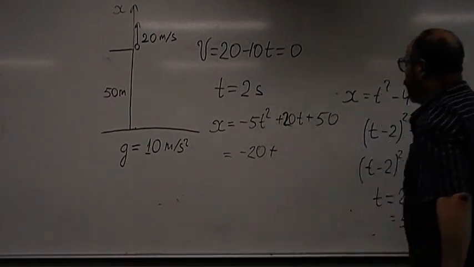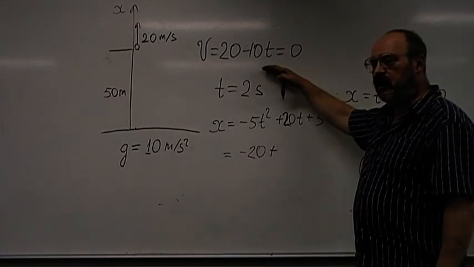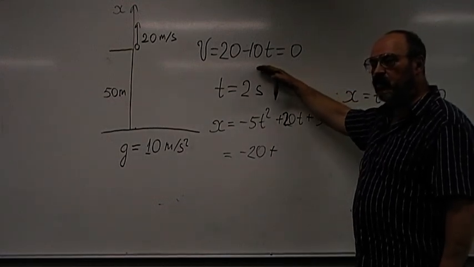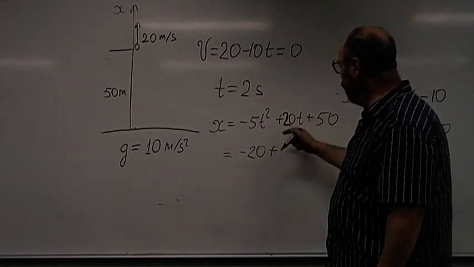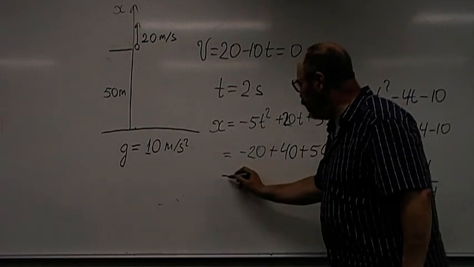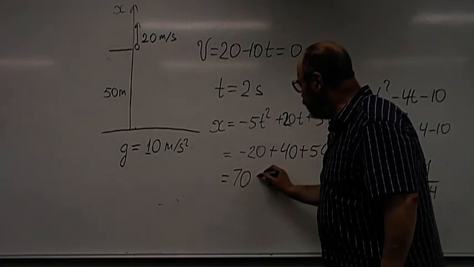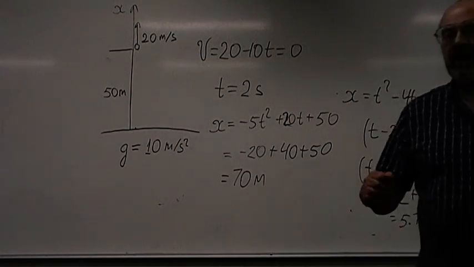We substitute, but this is still correct because the formula for velocity was this. Substituting here, we get minus 20 plus 40 plus 50. We get the maximum height of 70 meters.